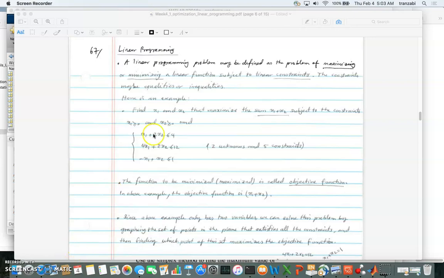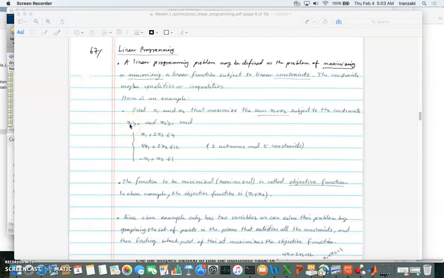So for example, if we want to maximize x1 plus x2, then this one is called the objective function. And the constraints that we have, let's say, are these three. One is x1 plus 2x2 less than 4, 4x1 plus 2x2 less than 12, and minus x1 plus x2 less than 1. So these are the three constraints we have with the two unknowns, x1 and x2.